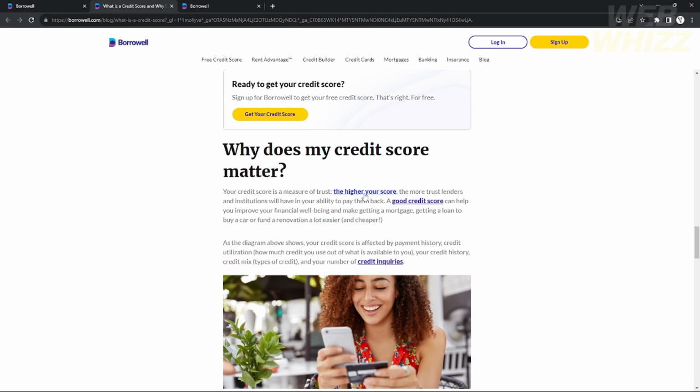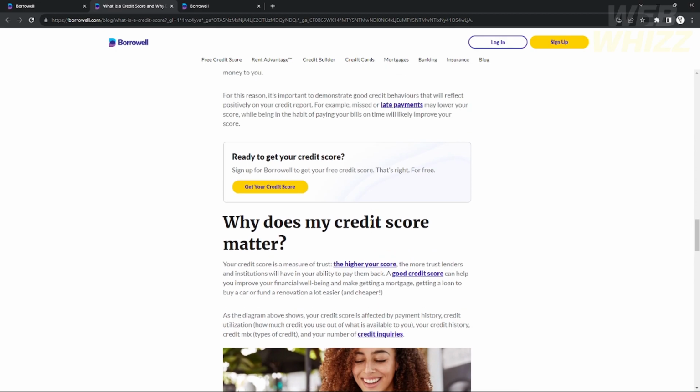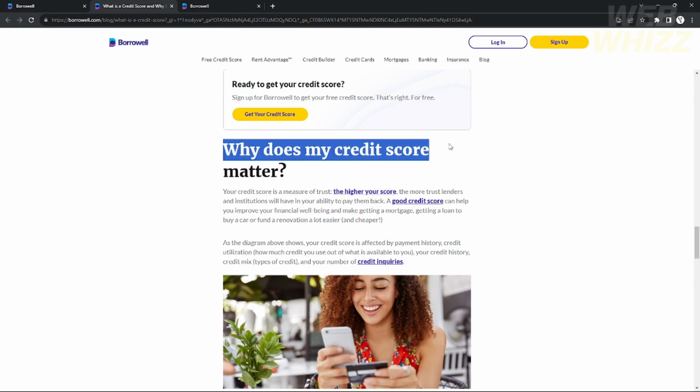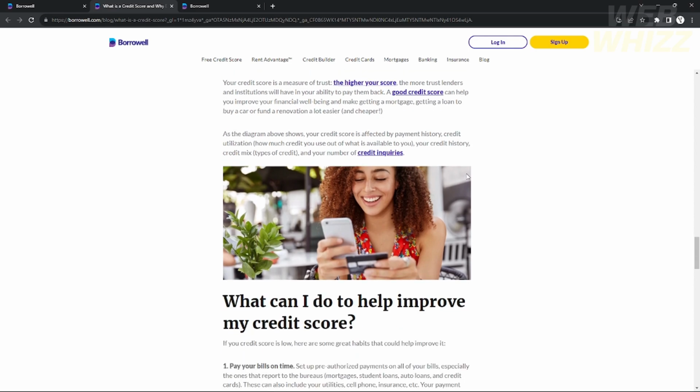Your credit score is the measure of trust. That is basically the definition of your credit score. The higher your score, the more trust lenders and institutions will have in your ability to pay them back. A good credit score can help you improve your financial well-being, and it helps you get a mortgage, get a car loan, or get a renovation of your house provided by different institutions that trust your credit score. So that's the importance of your credit score.